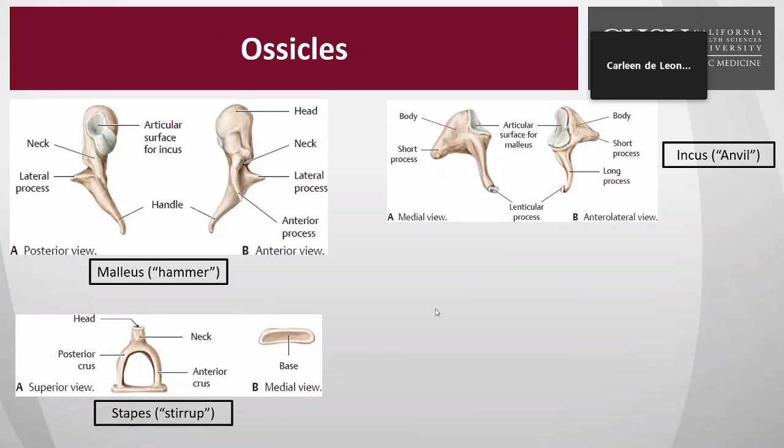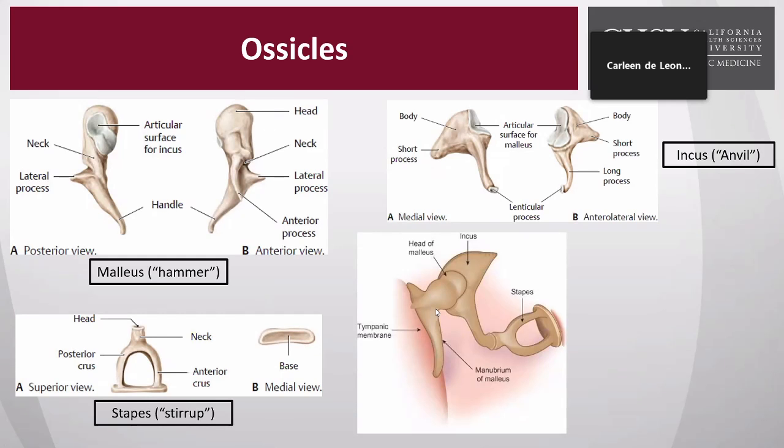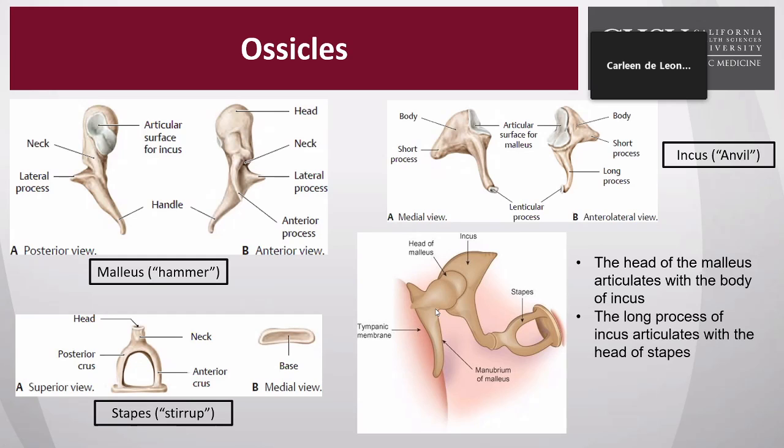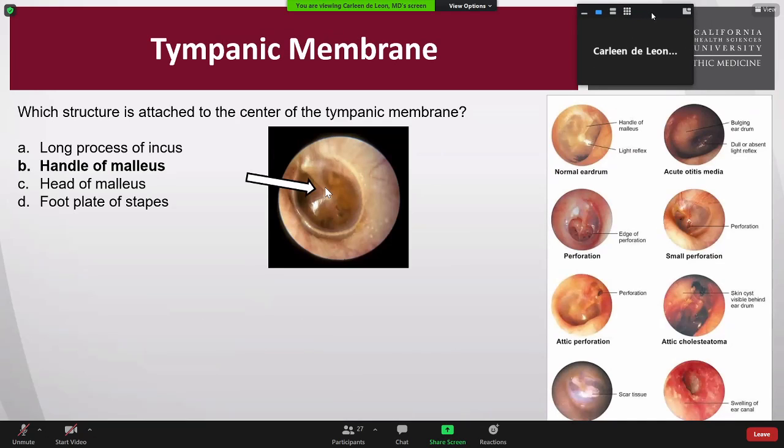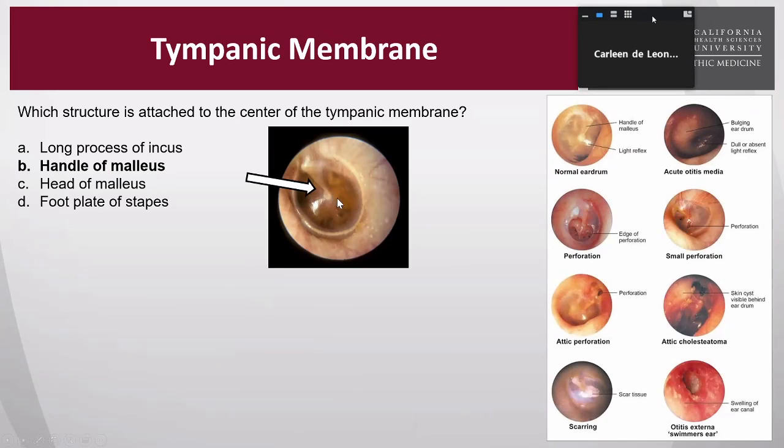So here, I was going to describe why it was the handle of the malleus. The head of the malleus attaches to the body of the incus. And then the long process of the incus articulates to the head of the stapes. And then the footplate of the stapes sits on the oval window. So I guess if I can go back really quick. Again, this would be the handle of the malleus because the head of the malleus attaches to the body of the incus. Is that okay with everybody?